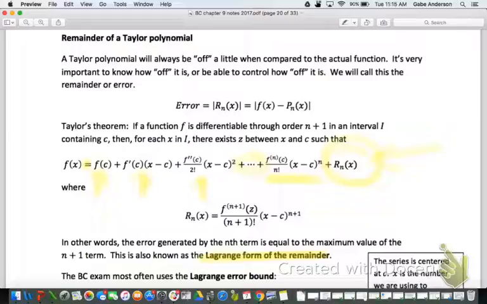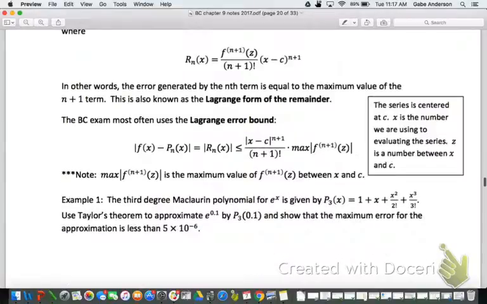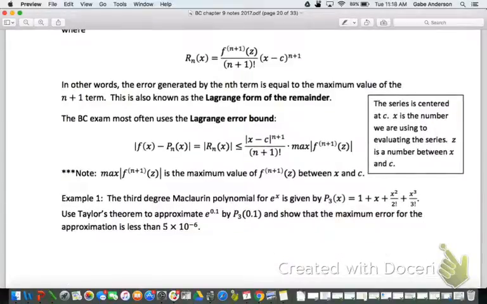Let me scroll just a little bit here so I can show you. Yeah, this is what I want to get to. The BC exam most often uses the Lagrange error bound. I don't know if that's going to be true this year because they're officially introducing the alternating series error bound. So maybe "most often" is not appropriate now. Maybe it should just be that they use it frequently, but they'll use the alternating series error bound as well.